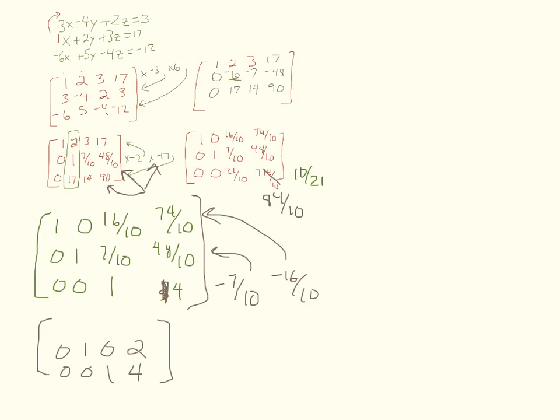Now for the last one, 0 times negative 16/10 is 0, plus 1 is 1. 0 times negative 16/10 is 0, plus 0 is 0. 1 times negative 16/10 is negative 16/10, plus 16/10 is 0. And 4 times negative 16 is negative 64, plus 74 is 10. 10 over 10 is 1. So after a couple of painful errors, you can see your answer again is in this rightmost column. X, Y, Z is the same as 1, 2, 4.